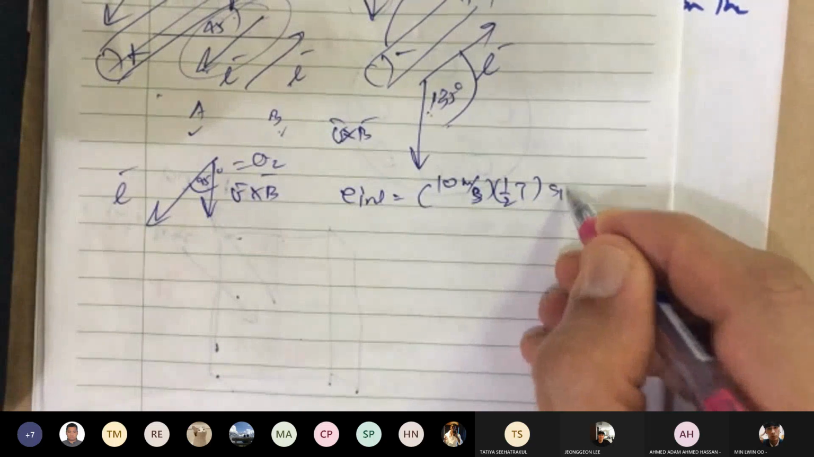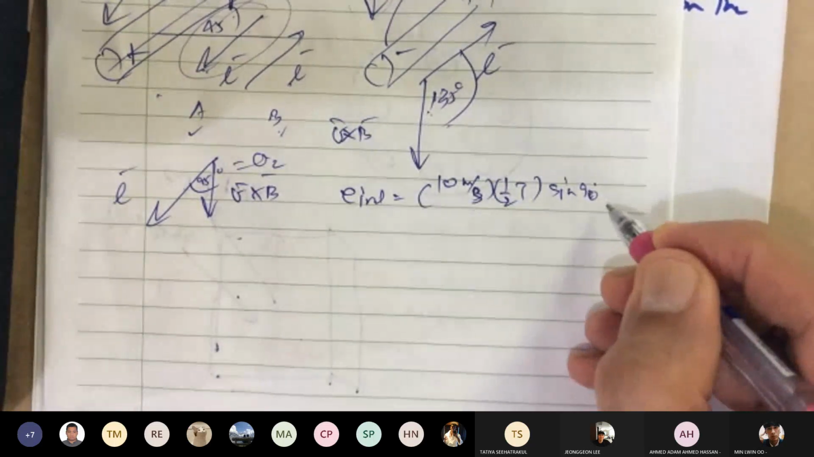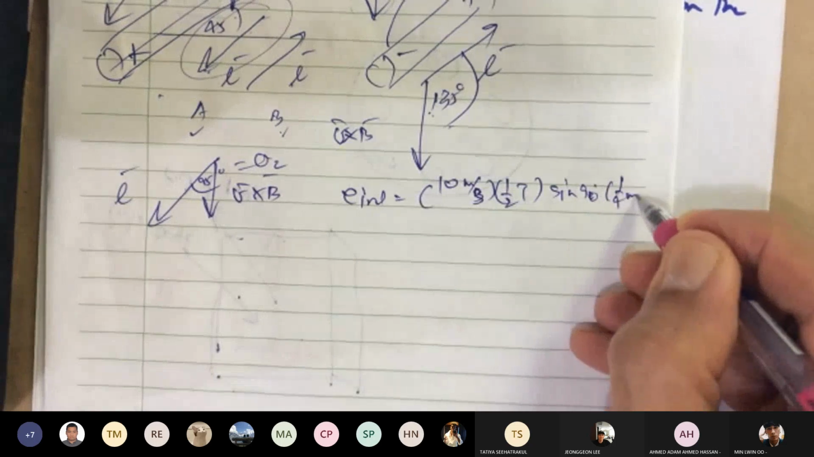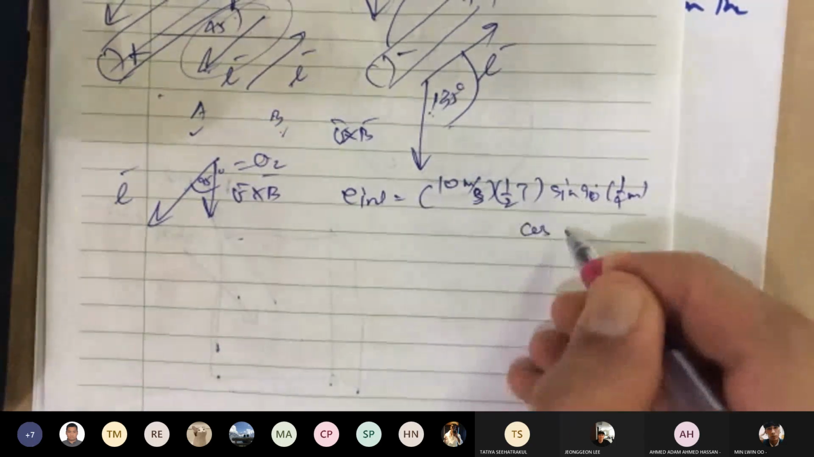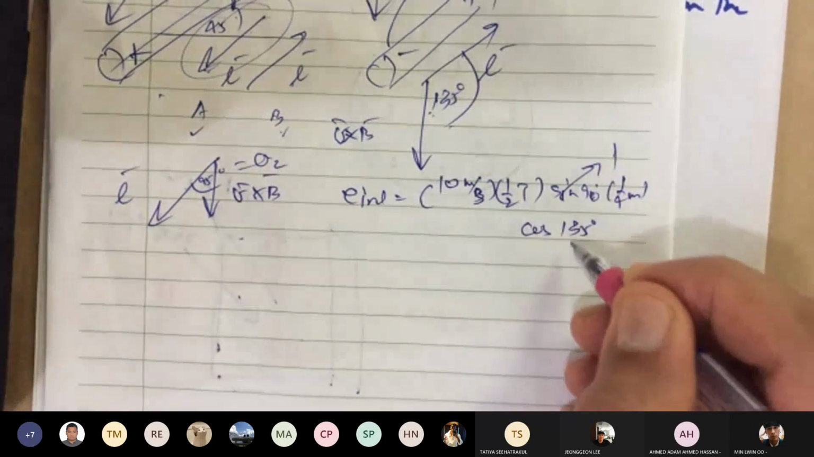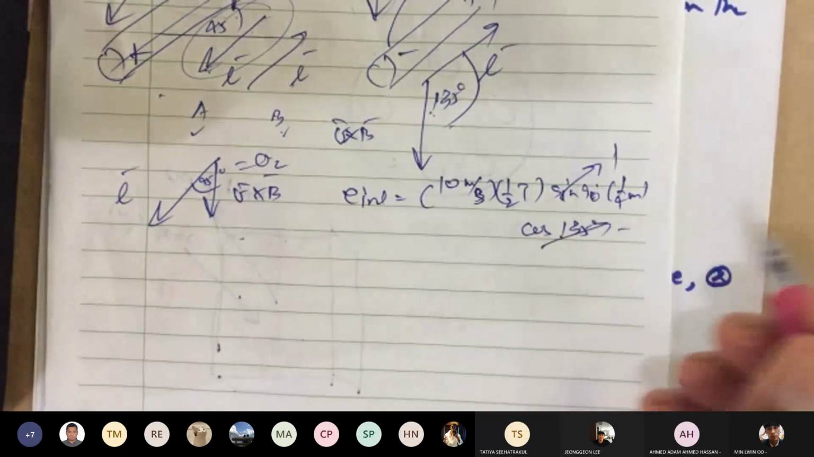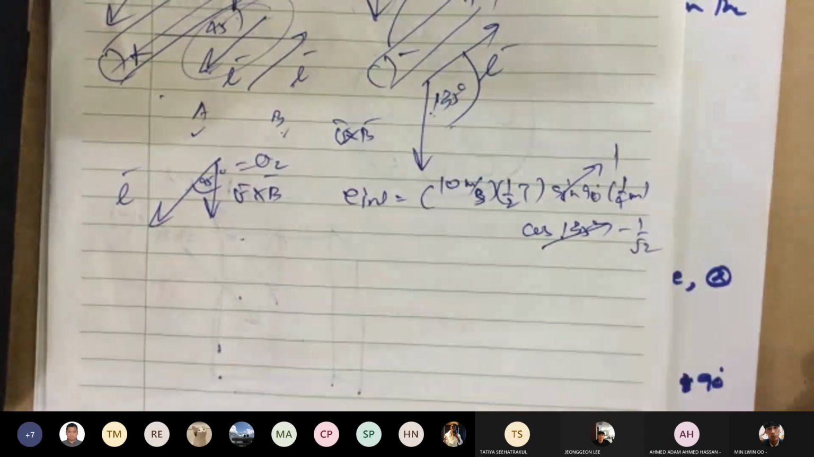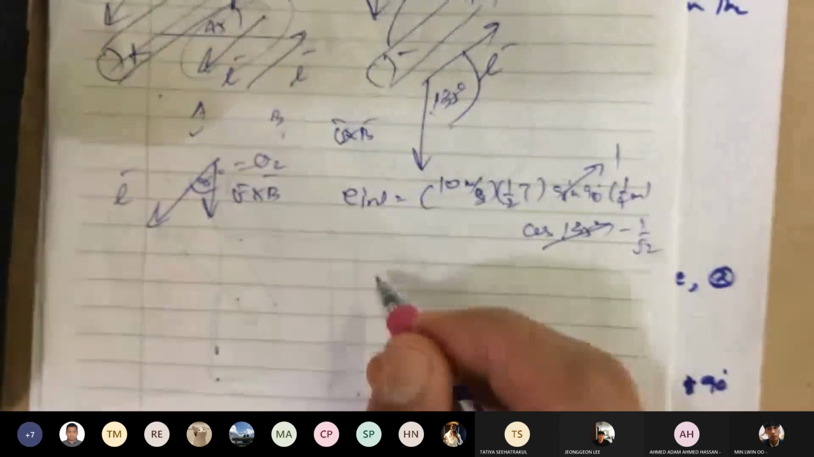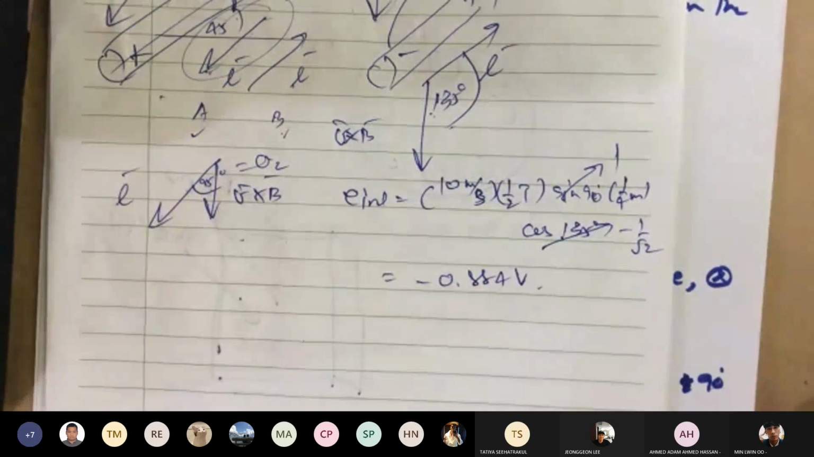Sine of 90, L, which is 1/4 of a meter, 0.25, and a cosine of 135. This is 1. What is the cosine of 135? Minus 1 over the square root of 2. Calculate this, you should get minus 0.884 volt.